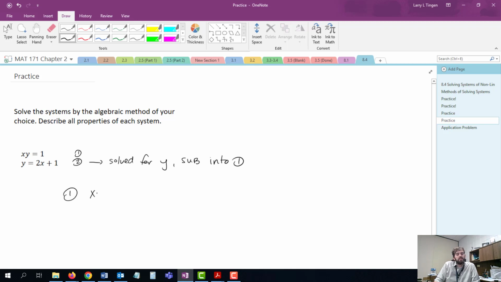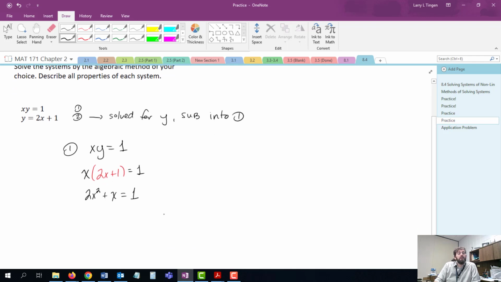Equation 1 says x times y is equal to 1. If you're looking at that thinking that's not a real equation, I understand what you're saying, but it is. So that means x times (2x plus 1) is equal to 1, because that's the substitution. Equation 2 says y is the same thing as 2x plus 1, so y gets swapped out for 2x plus 1. Distribute on the left, 2x squared plus x is equal to 1. And it's a quadratic, get everything on the same side. 2x squared plus x minus 1 equals 0.